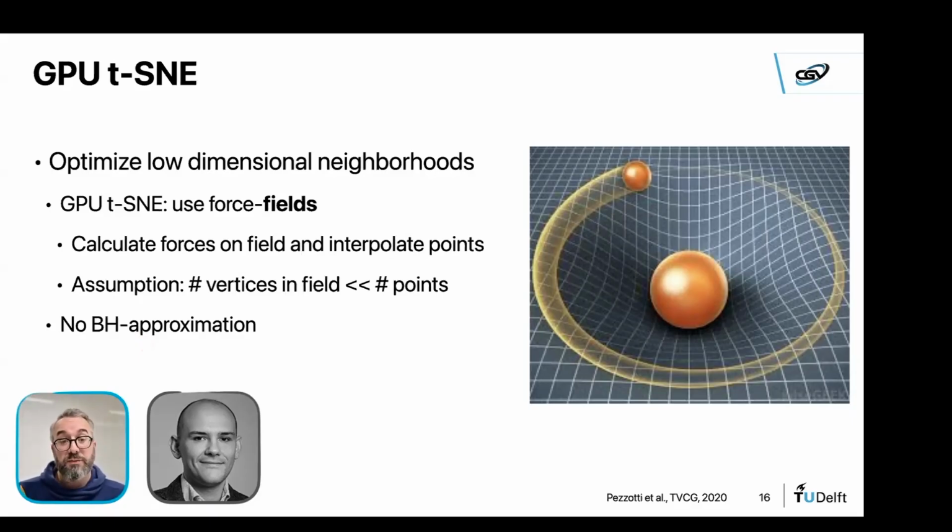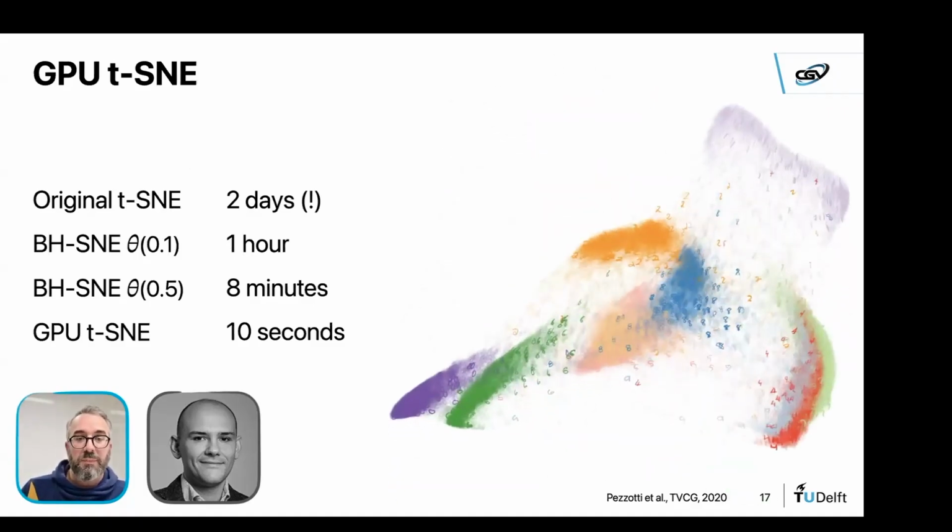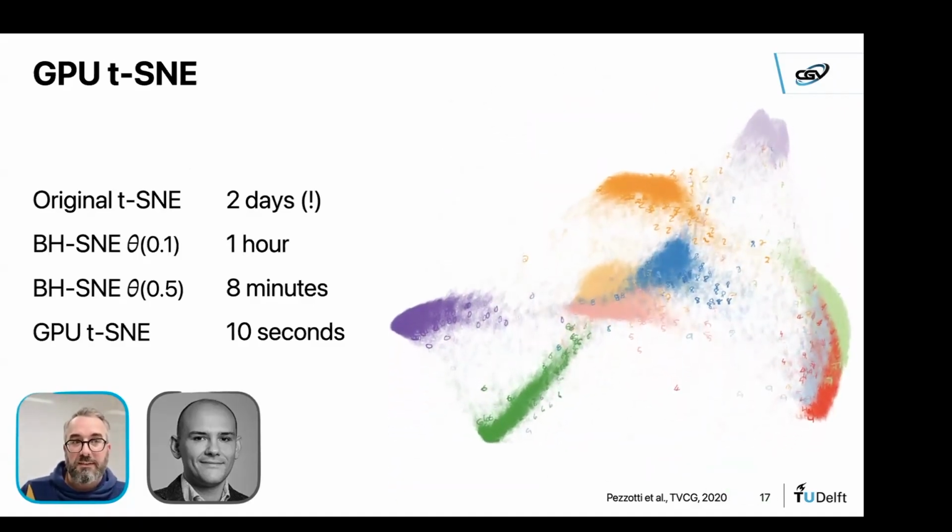So we could move this very efficiently onto the GPU and get an additional speed boost from the GPU being this big parallel processor that we nowadays all use for our deep learning approaches also. So with this, we basically took the original t-SNE on the MNIST dataset that I've shown you before from 2 days to the 10 seconds you see on the right here.